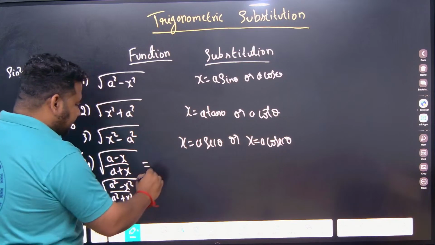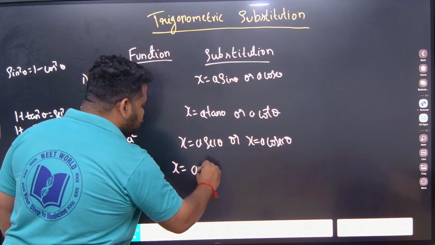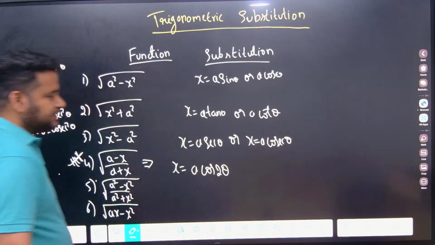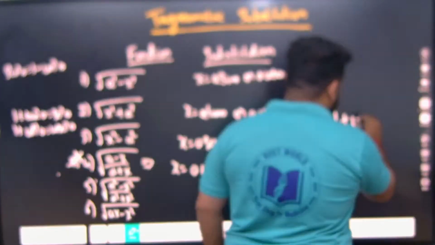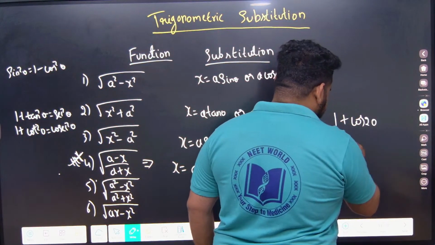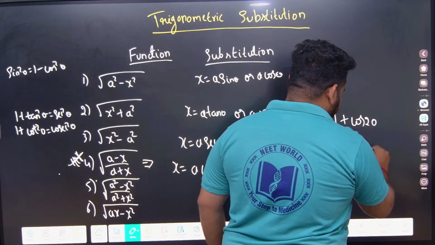Okay, you can write x is equal to a cos 2 theta. Why? Because we know that 1 plus cos 2 theta. These results I have told you while I discussed the topic of trigonometry. Please go through that session again. That will be highly beneficial for you.